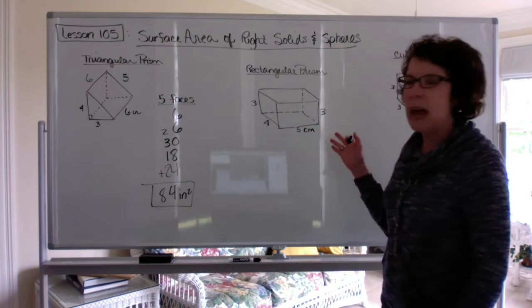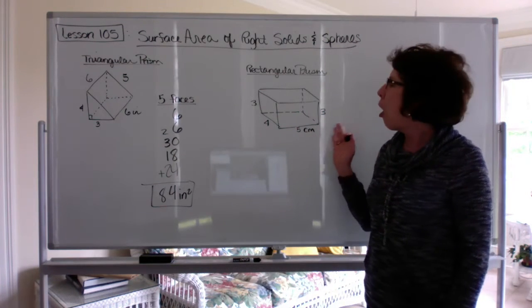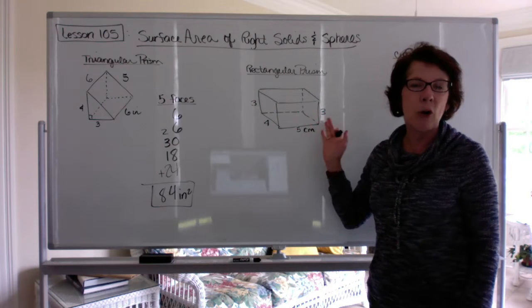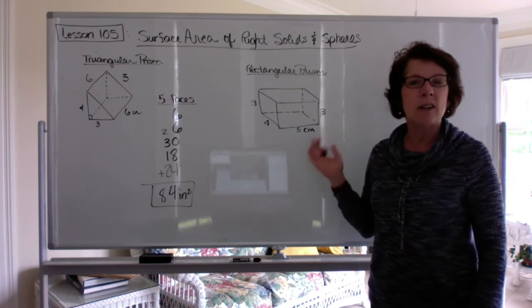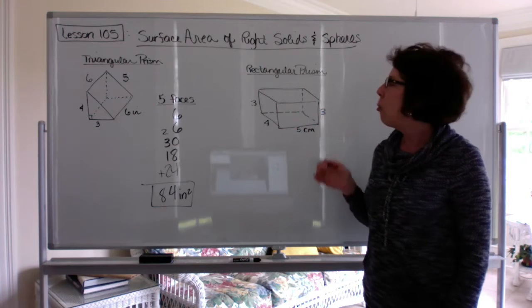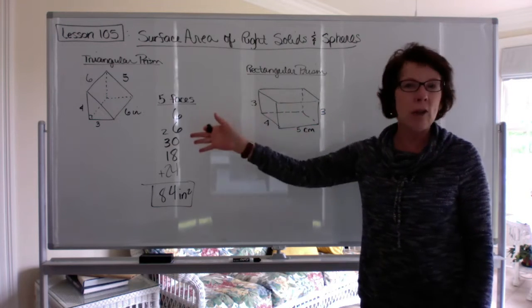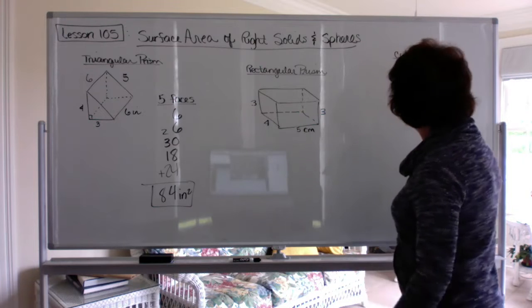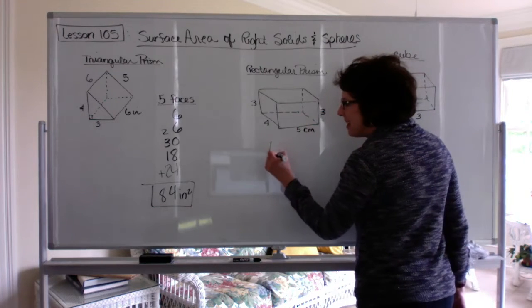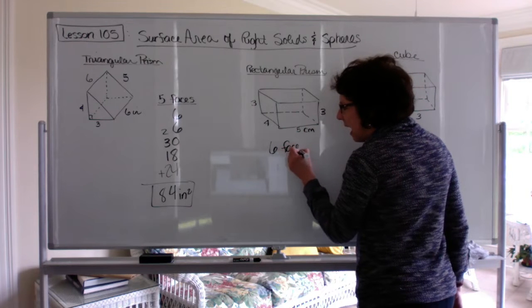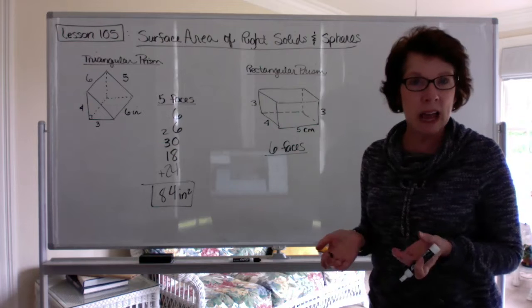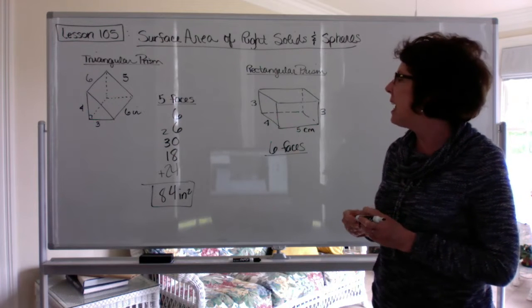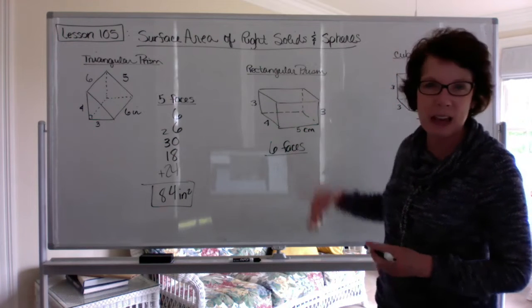Now let's look at a rectangular prism. All of the faces here are rectangles. How many faces does a rectangular prism have? It has 6, whereas a triangular prism only has 5. So I'm going to put 6 faces here, and we're going to find the area of the 6 faces and add them together for the surface area, just the area of the surface itself.